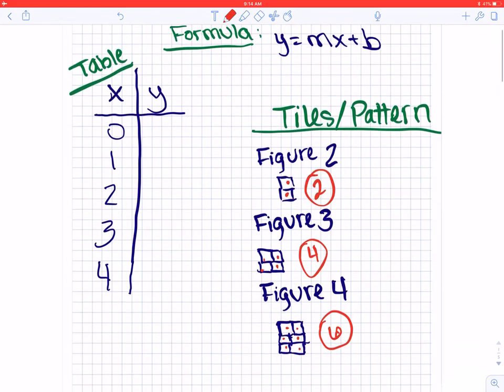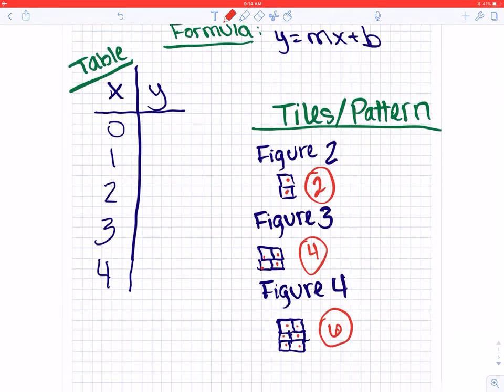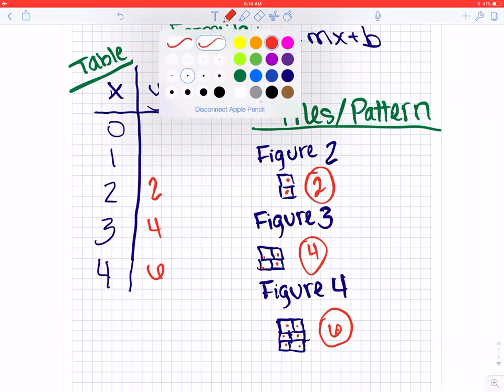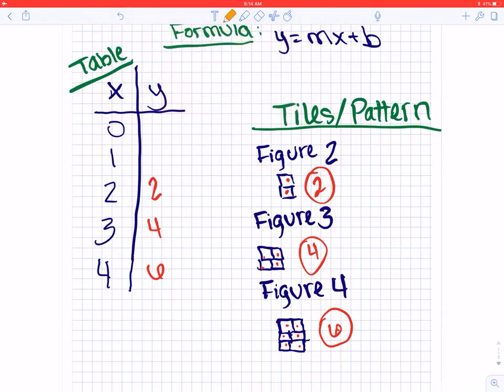I'm going to take those numbers and I'm going to transfer them over to my table. So I have 2, 4, 6. Now what is my pattern? How am I getting from 2 to 4? From 2 to 4, I'm adding 2. 2 plus 2 is 4. From 4 to 6, I'm adding 2 tiles. 4 plus 2 is 6.